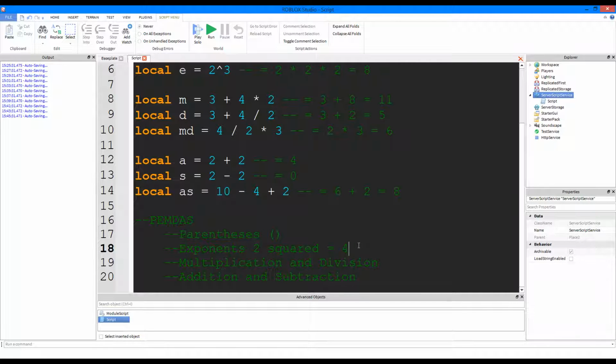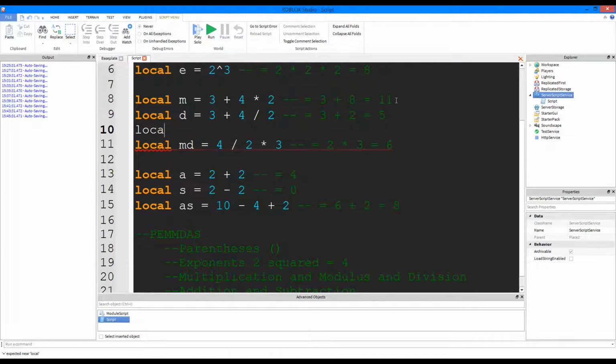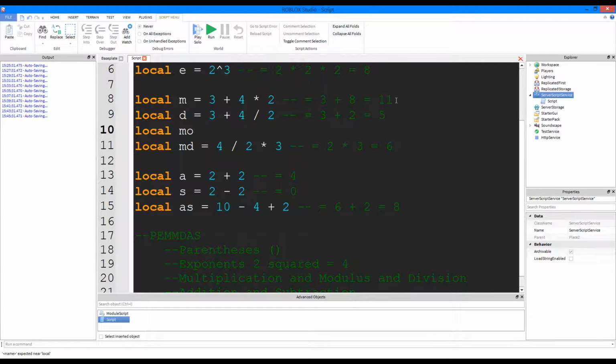In Lua and in basically all programming, there is an extra type of operation, and it's on the same level as multiplication and division. And so I like to call it PEMDAS with an extra M. Why? Because it's called the modulus operator. So multiplication and modulus and division. Modulus is actually using the percent symbol, and it really has nothing to do with percentages.